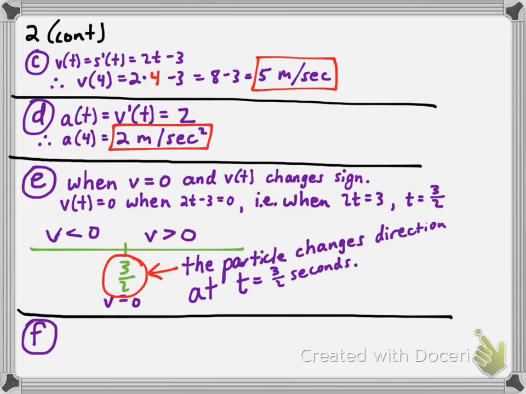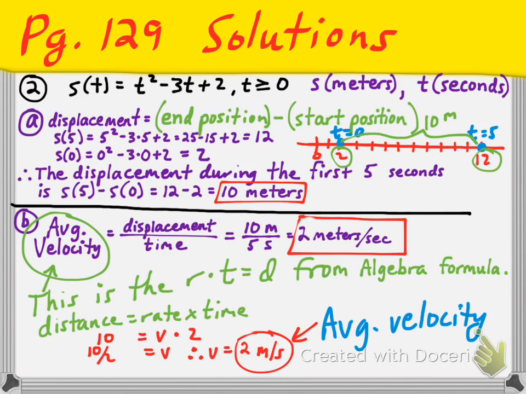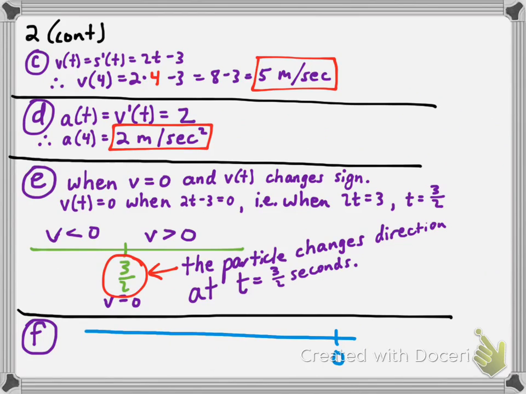Part F, I didn't finish this, so I'll finish it now. Where is the particle when S is a minimum? Okay, so we'll first have to figure out where the particle is at any time. At t equals 0, let's look back. S of 0 is 2. If we look at our position function, we see that at time equals 0, the position is 2.